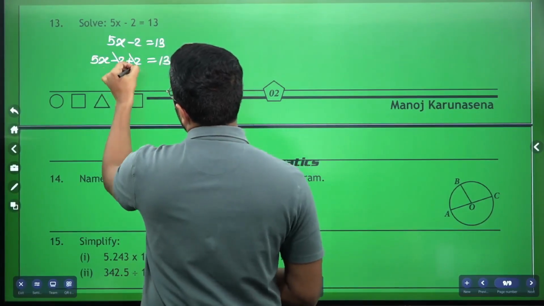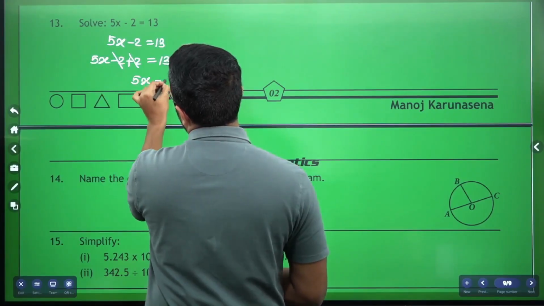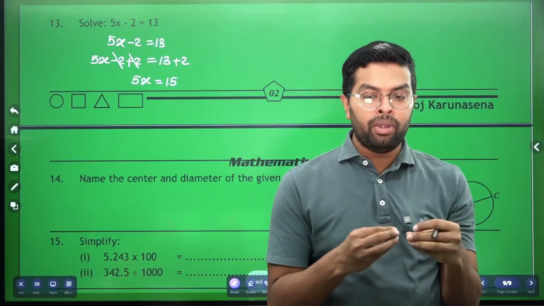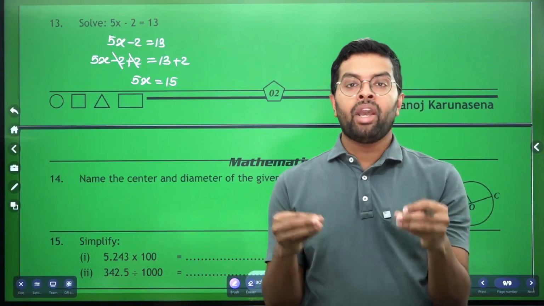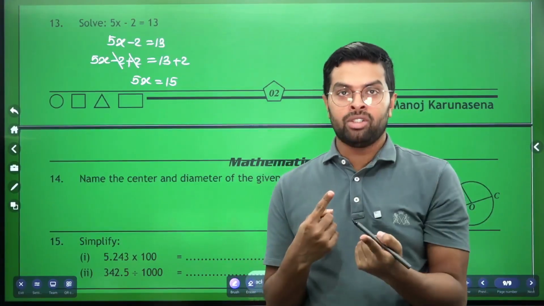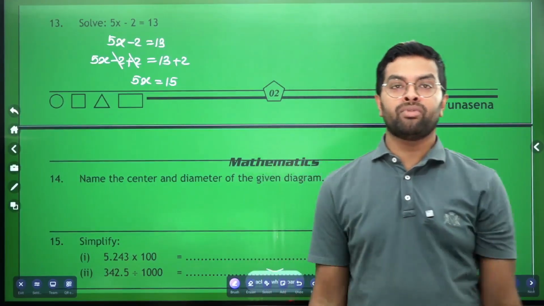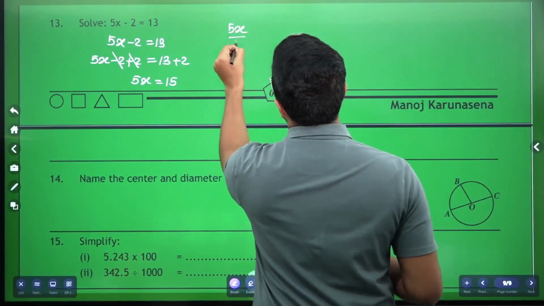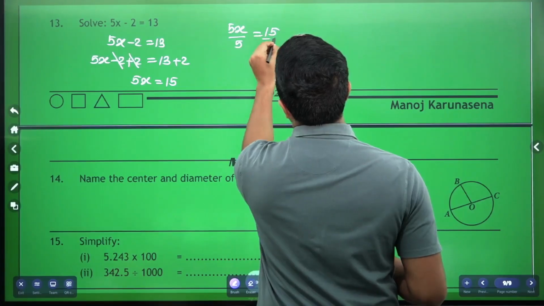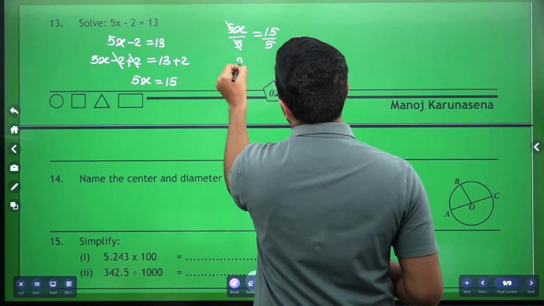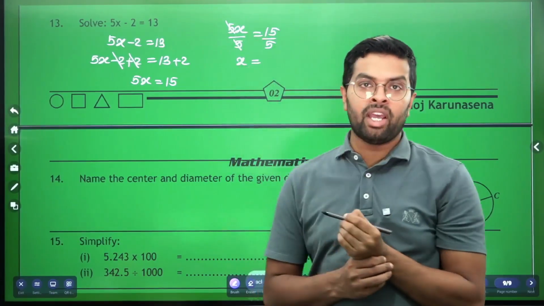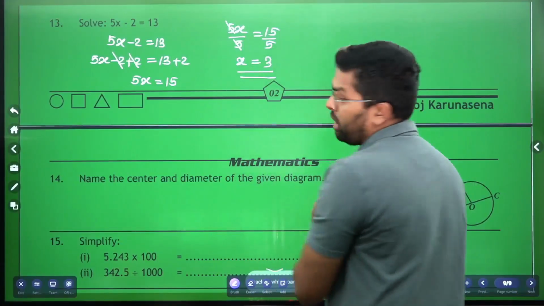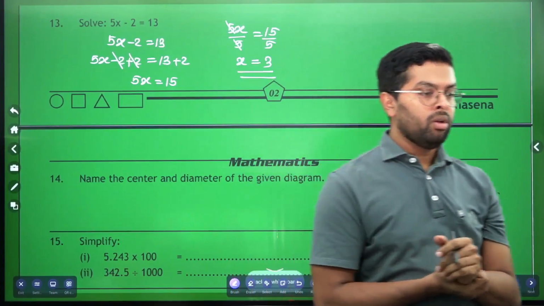So minus 2 plus 2 is 0, but 5x is equal to 15. Now we have to eliminate this number 5 from the left hand side. 5 and x are connected with a multiplication symbol. The opposite mathematical operation for multiplication is division. So let's divide 5x by 5 and let's divide 15 also by 5. 5 divided by 5 is 1, so you will be only having x on your left hand side. 15 divided by 5 gives you 3. So x is equal to 3. Right? Clear? Correct?